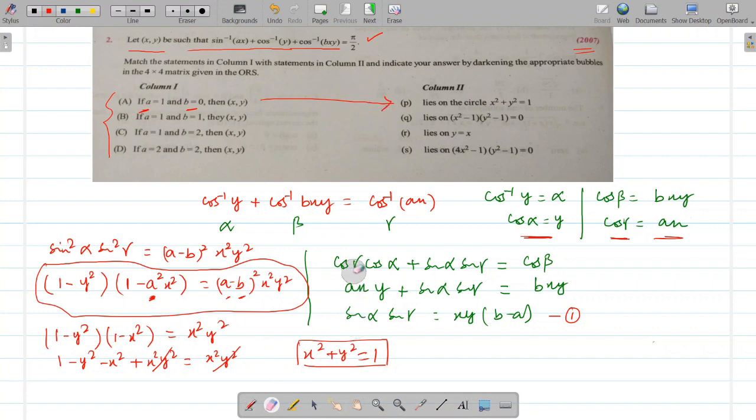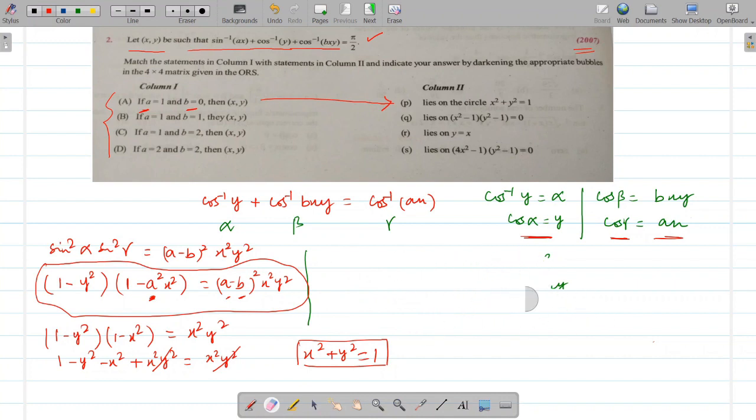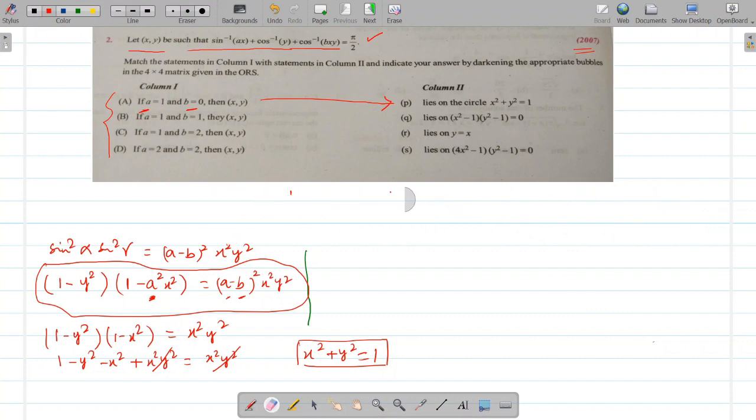And then we will write the values there. In the second one, b, we have to keep a equal to 1 and b equal to 1. So that side will become 0, and we get (1 minus y square)(1 minus x square) is equal to 0. So we'll check the option. See, these two options are the same. You can take the minus common in both the brackets.